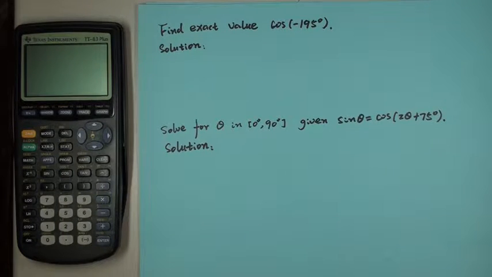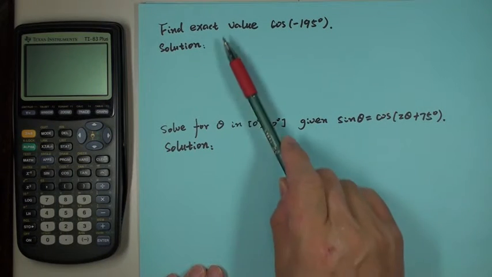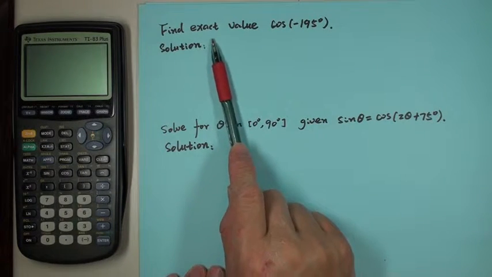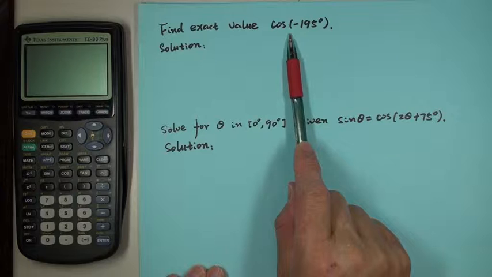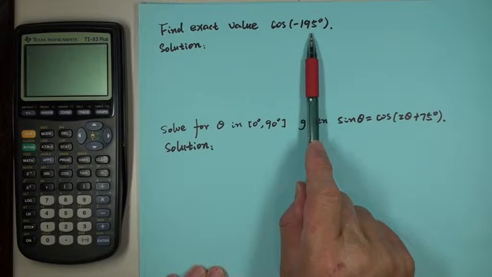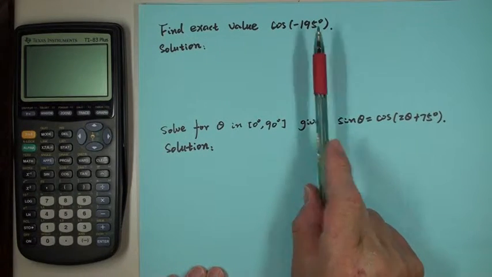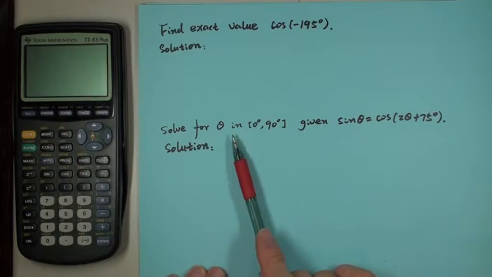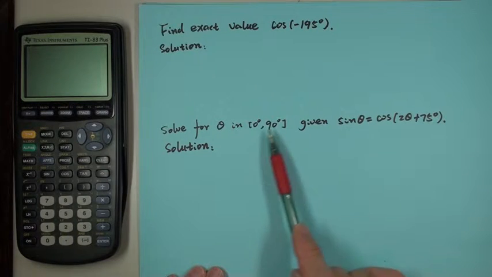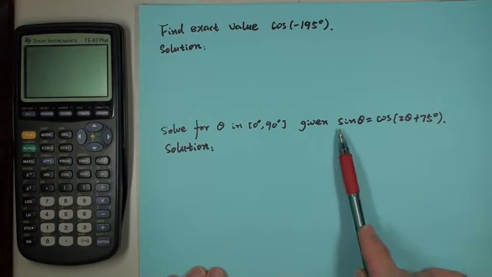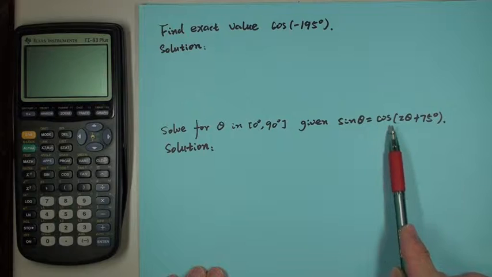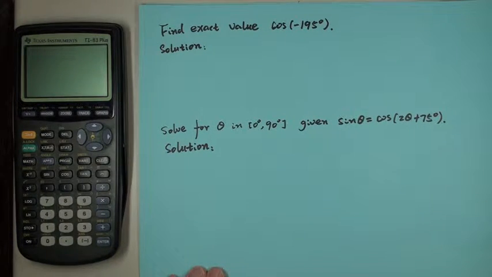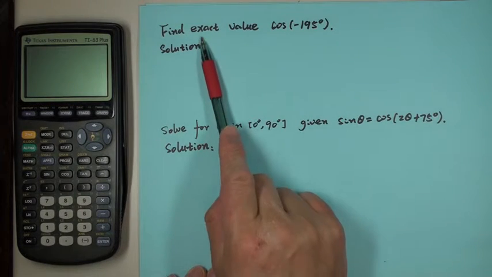In this lecture, we will look at these two examples. The first one is to find the exact value of cosine negative 195 in degrees. The second one is to solve for theta. Theta must be in this range, and sine theta equals cosine of 2 theta plus 75 degrees. Let's look at the first one.